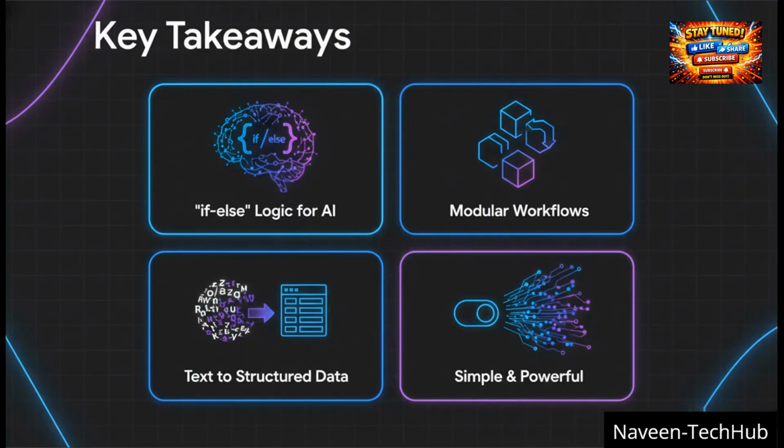So, to wrap it all up, what are the key things to remember? Well, classifier prompts are basically the if-then-else logic for AI. They're what allow us to build dynamic, modular workflows. They're the magic that turns messy text into structured data. And most importantly, they're simple to build, but powerful enough to be a cornerstone of modern AI agent design.